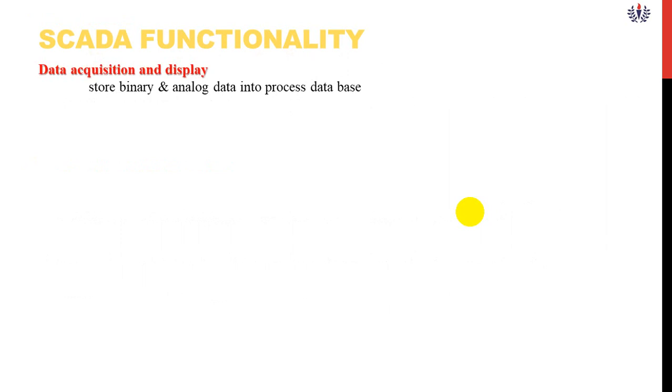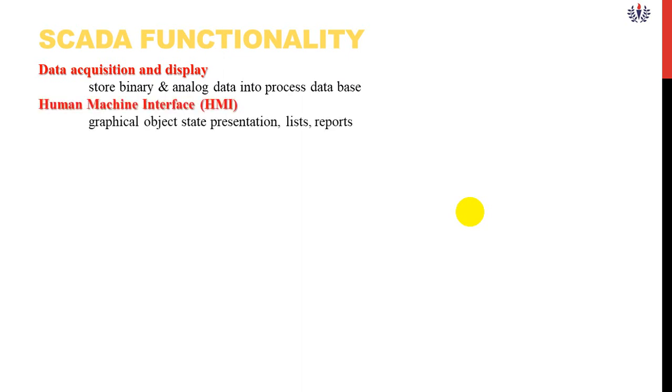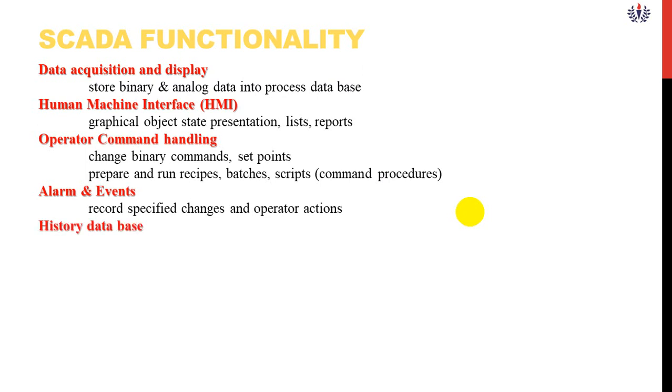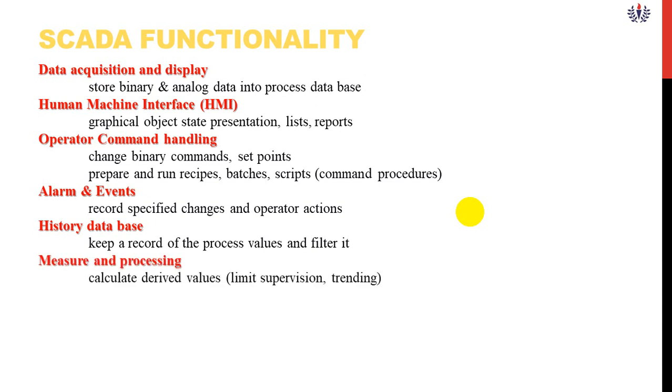Now this is the SCADA function, the same SCADA functionality, but I have given it in separate small understandable points. Data acquisition, which stores only binary and analog, for a 1 mark question. Second one is HMI, which gives graphical object state presentation. Then operator command handling means binary commands. Alarm records specified changes and operator actions. History database stores in the hard disk and filters it also. Measure and processing calculate derived values.